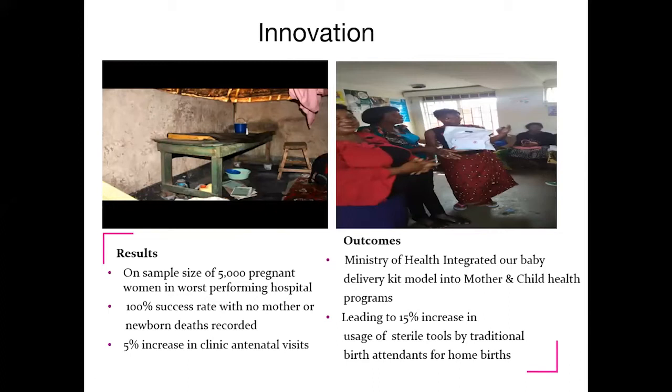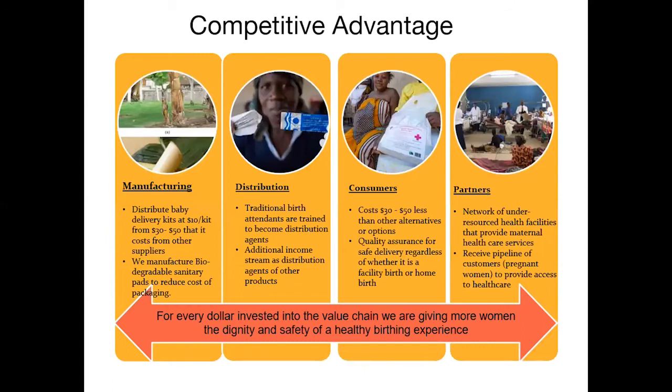The outcomes of this led to the Ministry of Health integrating our baby delivery kit model into their mother and child health programs, leading to a 15% increase in usage of sterile tools by traditional birth attendants for home births. So we provide an end-to-end solution by manufacturing the baby delivery kits, and due to the high demand and shortages in global supply chains, we have started manufacturing some of the items ourselves, like the biodegradable sanitary pads. We also distribute through our traditional birth attendants, whom we train on safe birth practices, and they become our distribution agents, earning an additional income stream from our baby kits and other products.